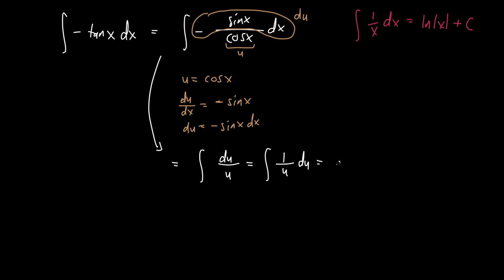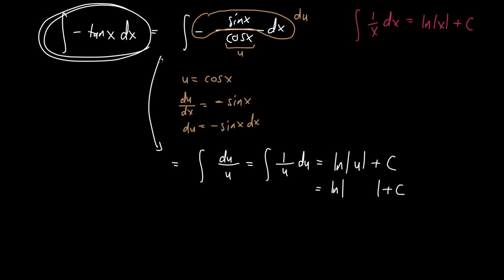Applying the rule, integral of 1 over u becomes natural log absolute value of u plus c. Of course, plus c because we have an indefinite integral here, no bounds. And then one last step is to plug in for u. Remember, your original integral up here was in terms of x. It was not in terms of u.